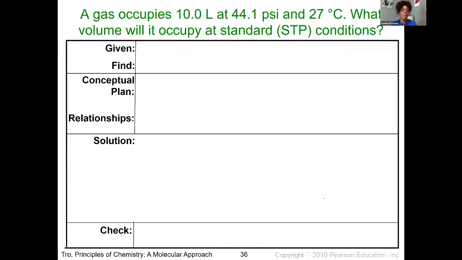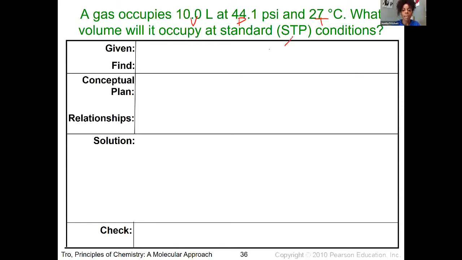All right, next up. It says a gas occupies 10 liters at 44.1 psi and 27 degrees Celsius. What volume would it occupy at STP? So we learned about STP before, so let's look at what we know. So we have a volume at a pressure and a temperature. Well, then it's saying, what volume will it occupy at standard temperature and pressure?